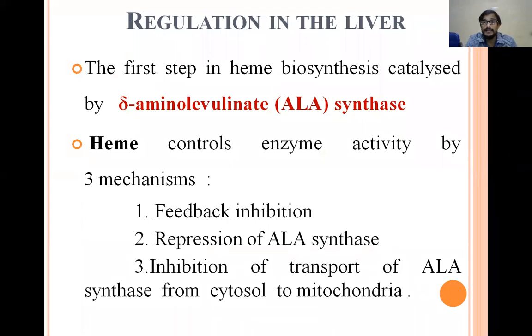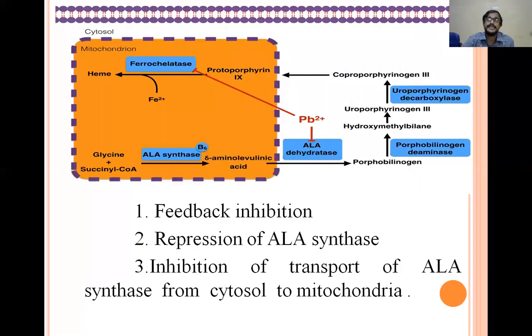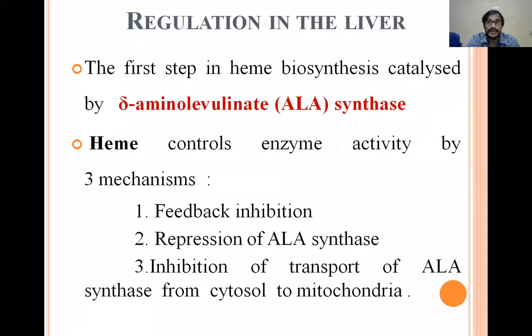The next mechanism is inhibition of transport of ALA synthase from cytosol to mitochondria. If heme is in excess, it won't allow the transport of ALA synthase from the cytoplasm to the mitochondria. As the first step takes place in the mitochondria, the first step won't occur. So the production of heme will be controlled. In this way, heme is controlling the enzyme, which is then controlling the synthesis of heme. So this is the regulation of heme biosynthesis in the liver cells. Here the main enzyme is aminolevulinate synthase.